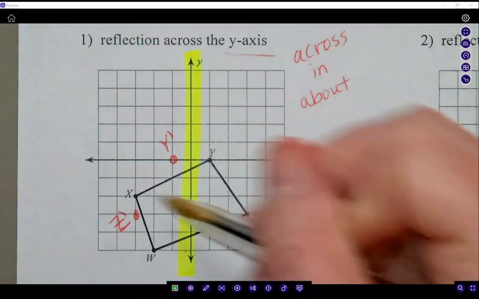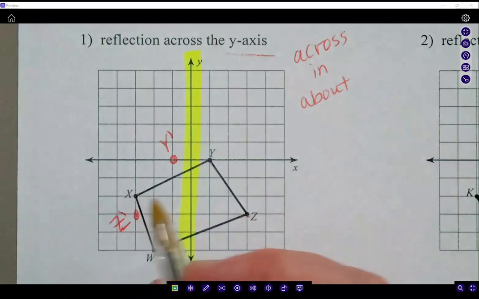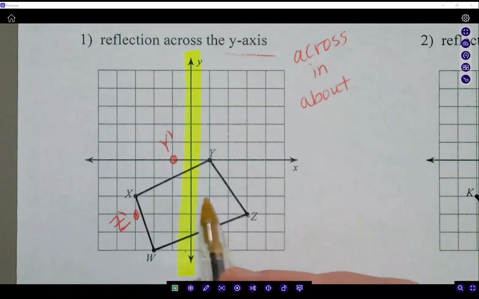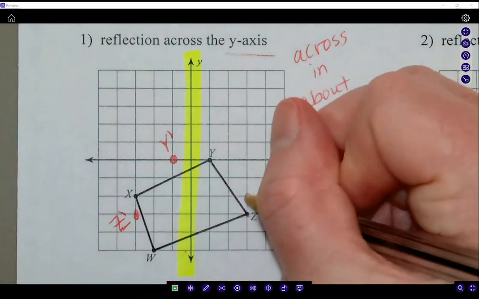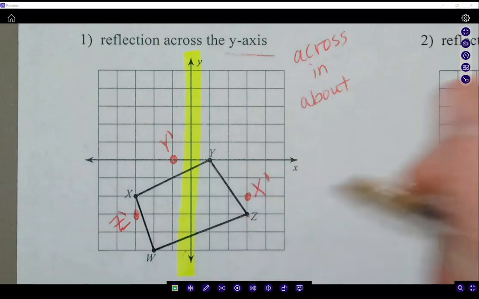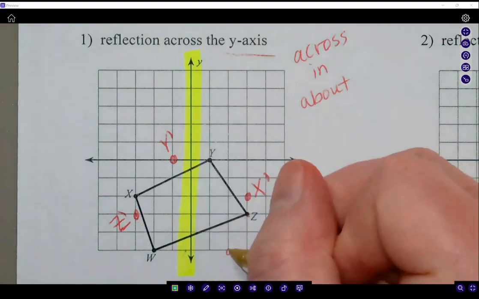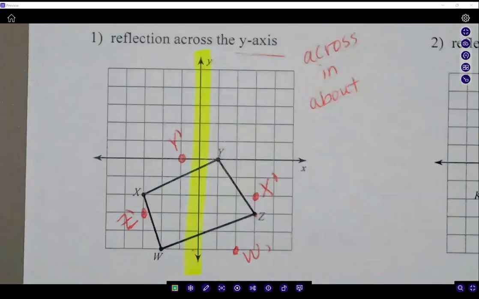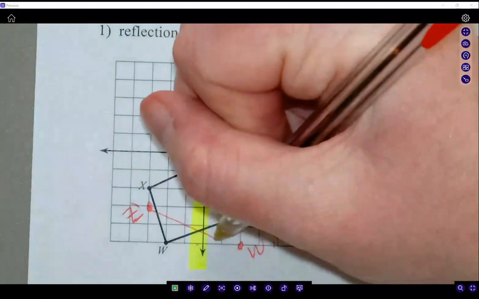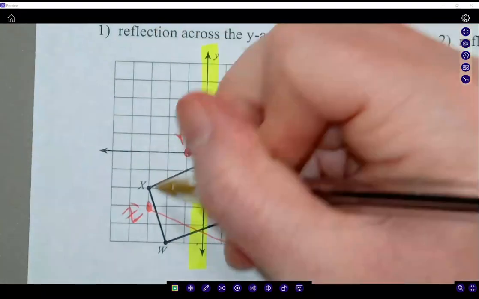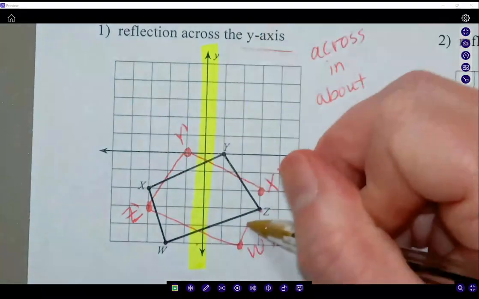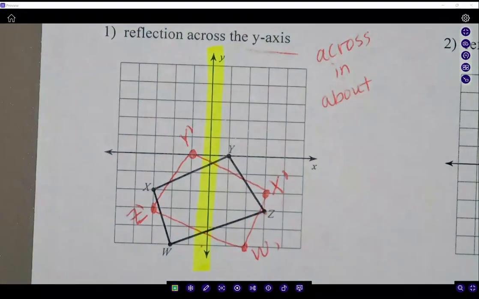I'm going to go ahead and look at X and W. X is 1, 2, 3 units to the left, so X prime is going to be 1, 2, 3 units to the right. And W is 2 units to the left, so W prime is going to be 2 units to the right. I have to connect the dots, otherwise I did not actually finish the job. Okay, so now my figure has been reflected across the y-axis.